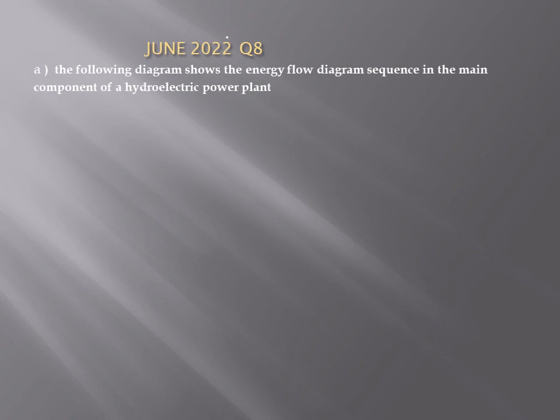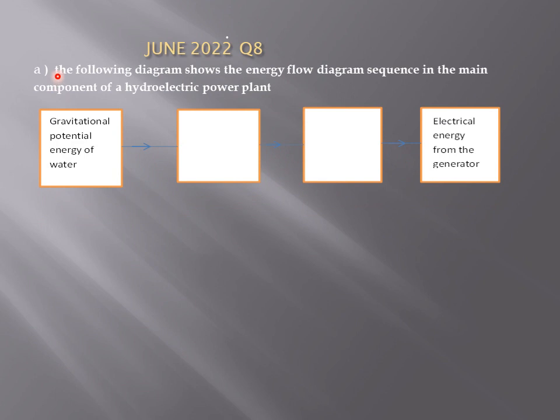Question number 8A. It says the following diagram shows the energy flow diagram sequence in the main component of a hydropower plant. This is the question. It has this gravitational potential energy. You have to fill this box, fill this one with forms of energy, and you also have to fill these because we are asked to copy and complete this diagram. You have to copy this diagram and then you complete it.